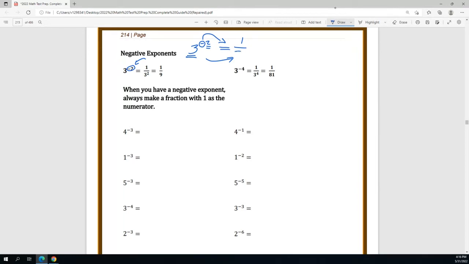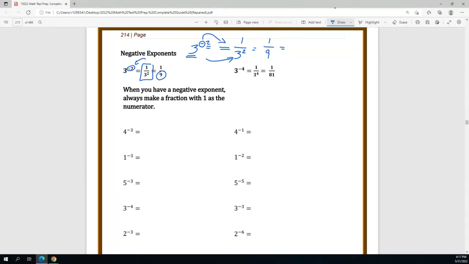So in my denominator, I put 3 to the power of 2, as you can see right here. Now, you can change that. You can actually express 3 to the power of 2 differently. You can actually change it to a 9, which is what it is. So 1 divided by 9. This is actually the fraction.